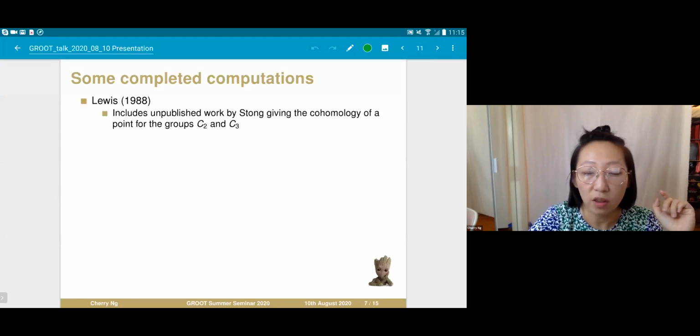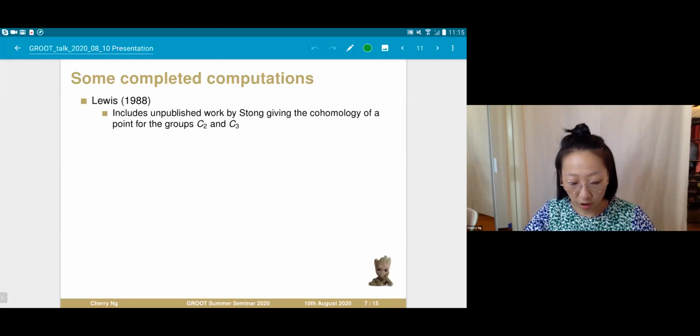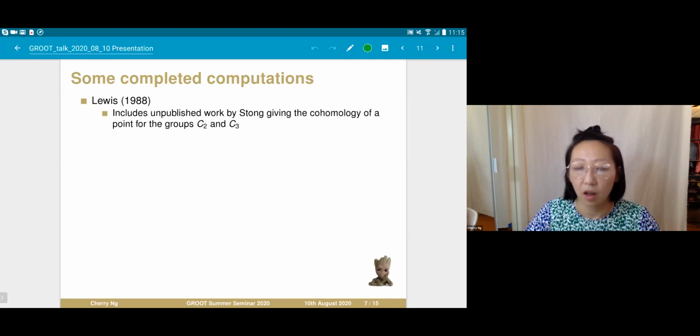All right, so even though the computations are hard, we must not lose hope. And I'm going to talk about some computations that have already been completed. For people who are familiar with this field, I am sweeping under the rug what coefficient system is chosen, I'm just not mentioning it. Some of these computations are done with constant Mackey functors, and some of them are done with the Burnside ring Mackey functor, but I'm just not going to talk about it.